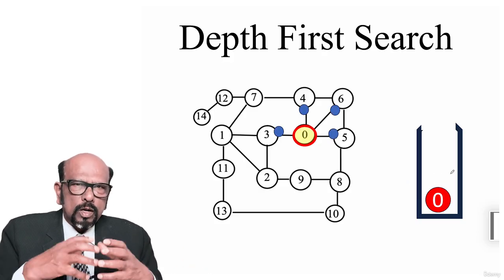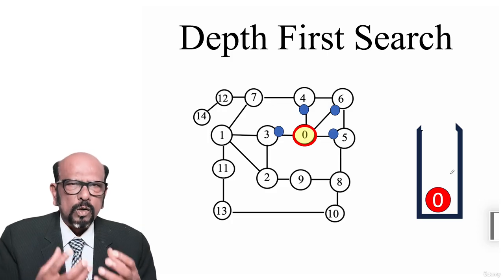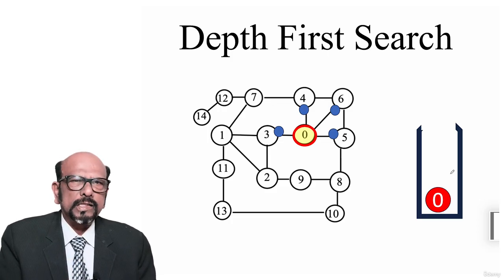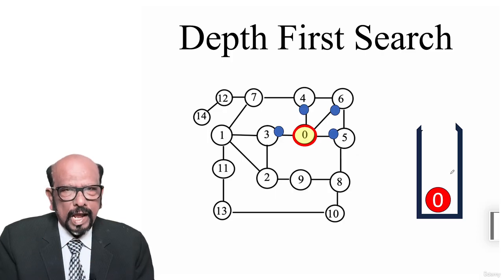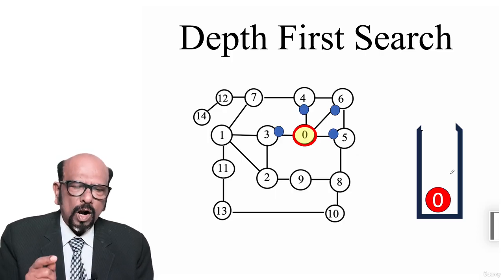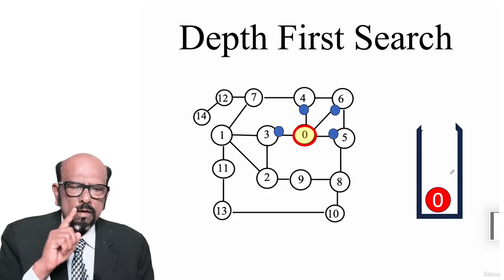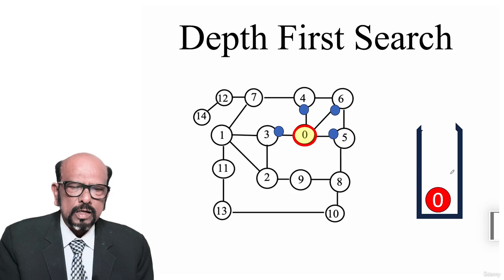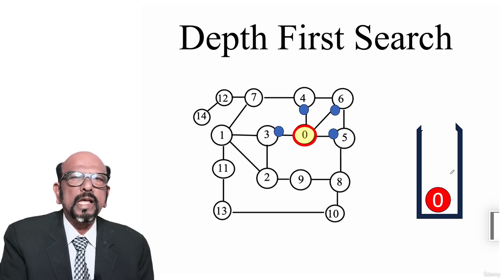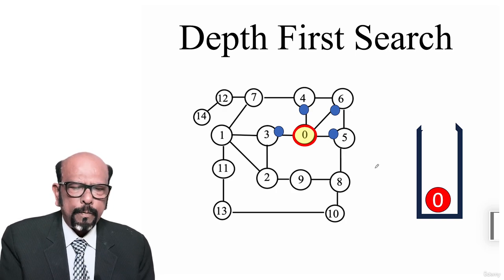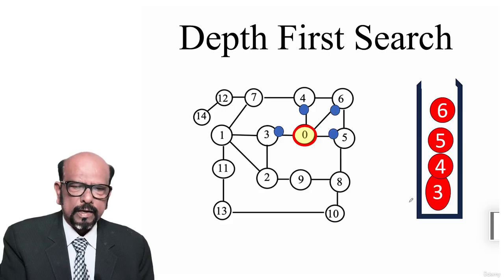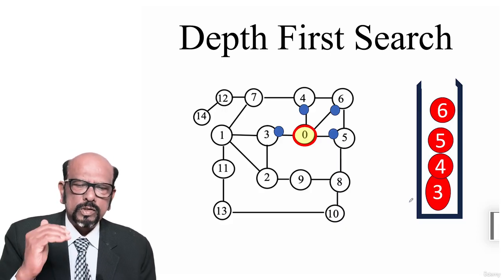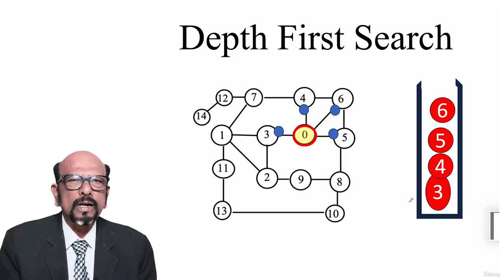Now we have to explore 0. Verify whether 0 has the solution. If 0 has the solution, we can stop. If 0 doesn't have the solution, find out what are all the neighbors: 3, 4, 6, 5. So we will do depth first search in each of these. So what I do is I keep 3 inside the stack, 4 inside the stack, 5 inside the stack, and 6 inside the stack. Look at it: 3, 4, 5, 6. All of them, keep them inside the stack.